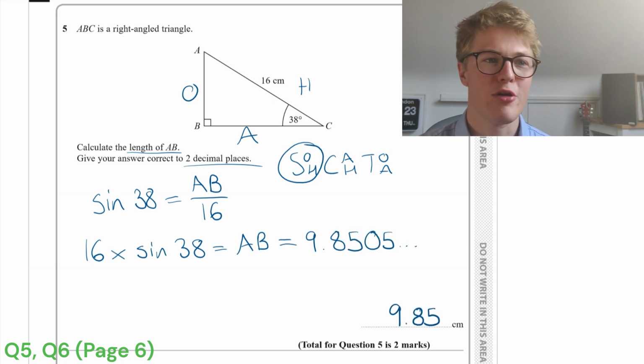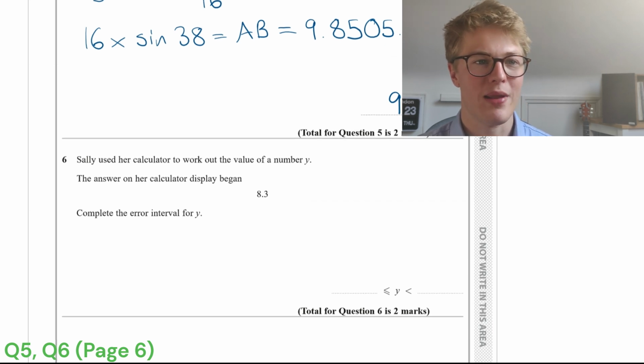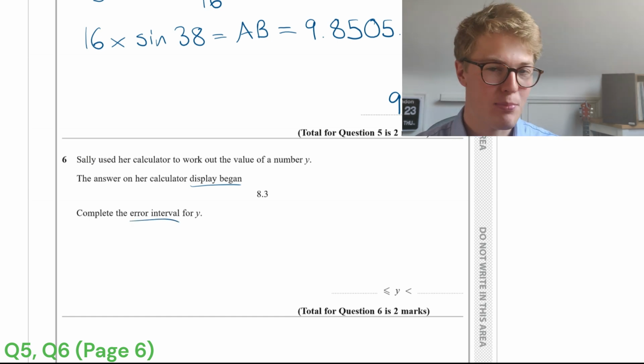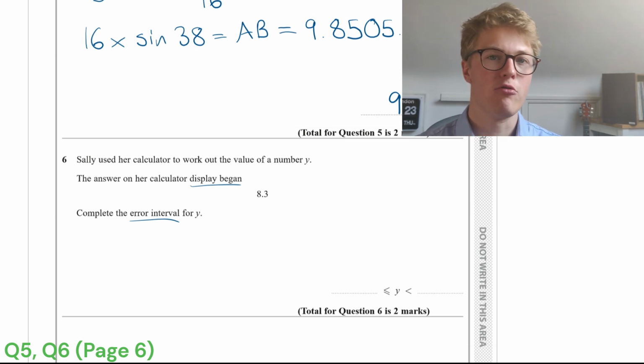Moving on, Sally used her calculator to work out the value of a number y. The answer on her calculator display began 8.3. Complete the error interval for y. The key here is that the calculator display began with 8.3. So what it's asking us is if we had digits after 8.3, what could it round to?